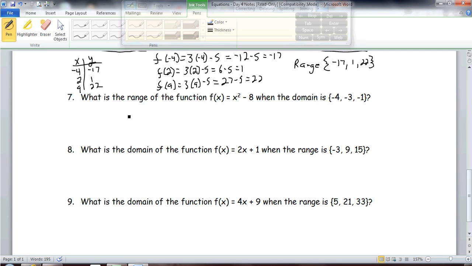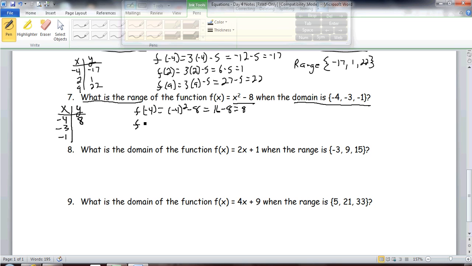Let's look at 7. Again, it says, what is the range? So I'm going to put my x values, my y values, and the domain is -4, -3, -1. So I'm finding y values. So the function of -4, instead of x, I'm writing -4 squared minus 8, which is 16 minus 8, which is 8. So I'll put 8.